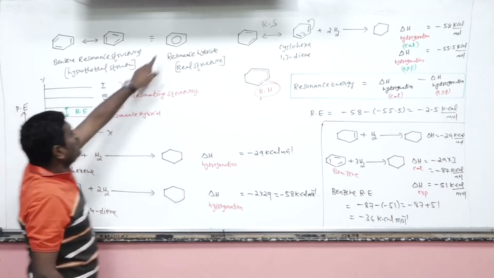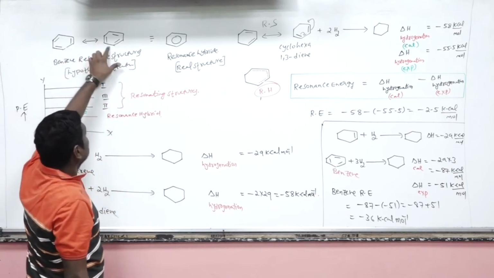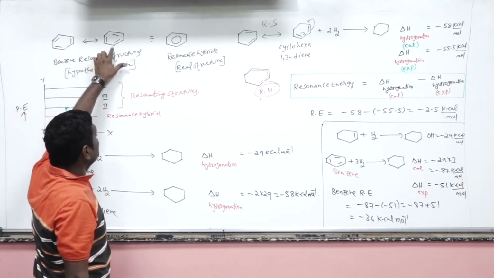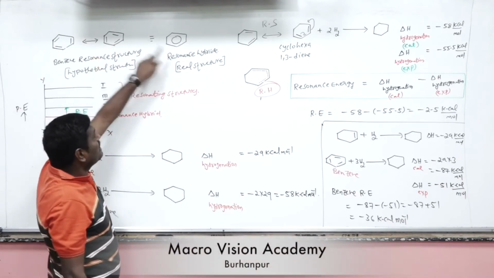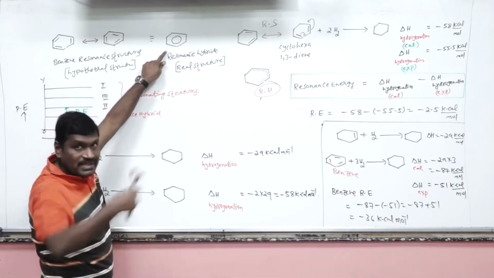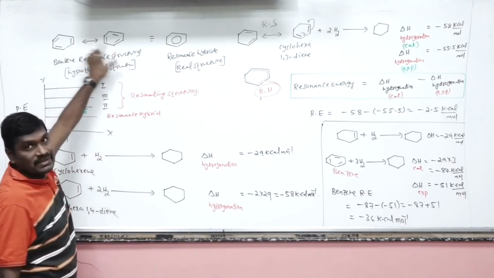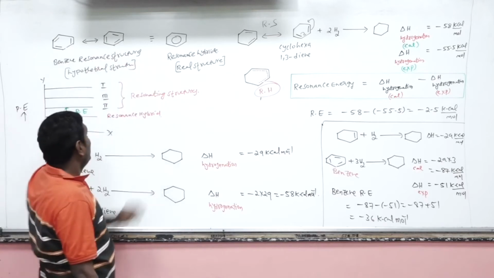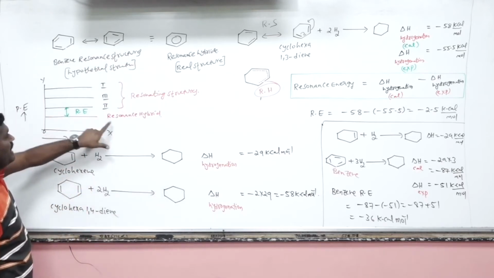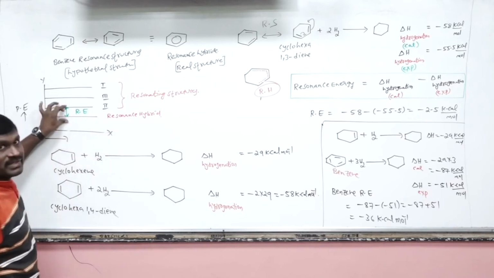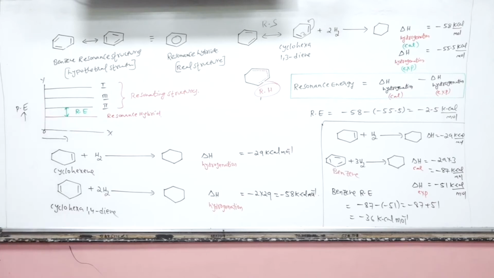That means this molecule has lesser energy as compared to this one or this one. That means this molecule has 36 kilocalories more energy than the resonance hybrid, or the resonance hybrid has 36 kilocalories lower energy as compared to any one of these two structures. Isn't it? So this energy difference between the most stable canonical structure and the resonance hybrid is called resonance energy. What is it called? Resonance energy.